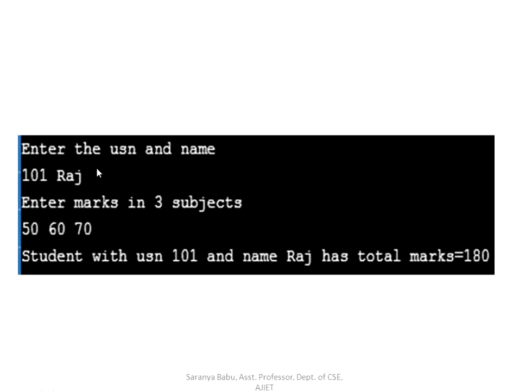Same way, enter this output, enter the USN and name. I'll give the USN as 101, then Raj is the name. Enter marks in 3 subjects. We will enter the marks 50, 60, 70. So this is the output, the final statement: student with USN 101 and name Raj has total marks 50 plus 60, 110 plus 70, 180.